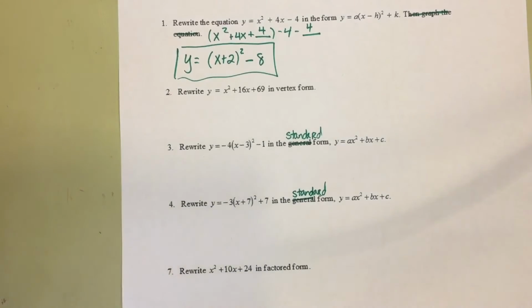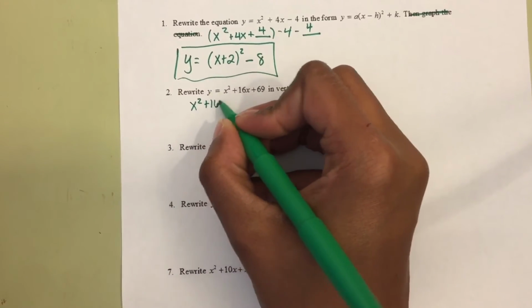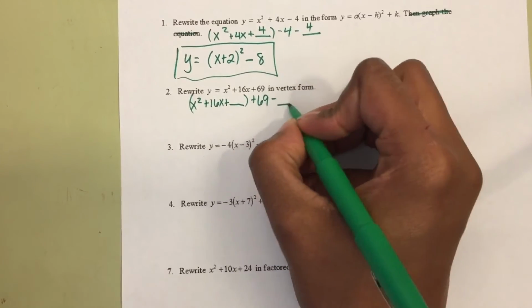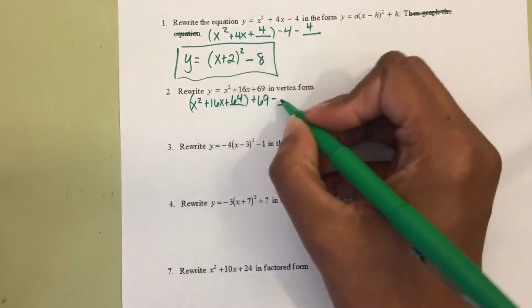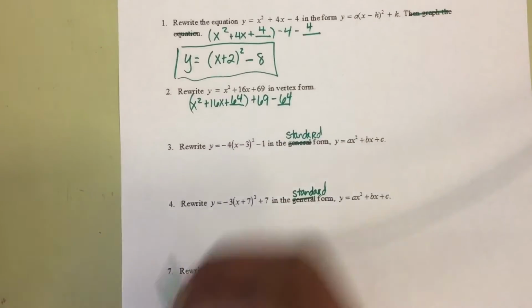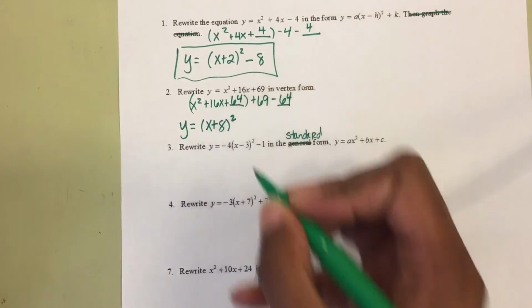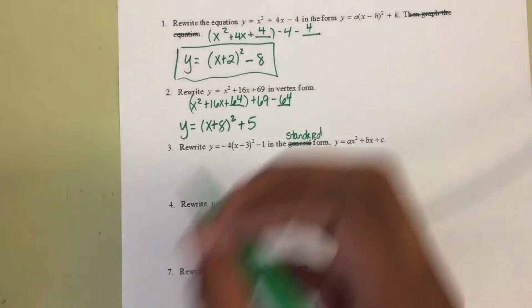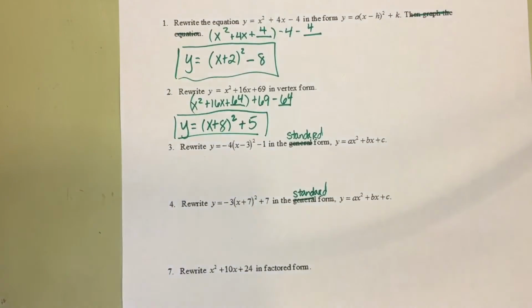All right, same thing. We're putting this in vertex form. So same exact pattern. So x squared plus 16x plus blank plus 69 minus blank. Half of 16 is 8. 8 squared is 64. And so we get y equals x plus 8 squared, and 69 minus 64 is plus 5. So that is going from standard form to vertex form.